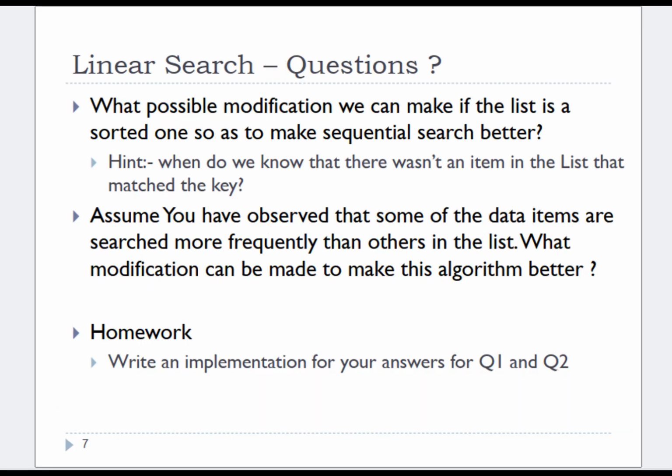Linear search questions. What possible modification can we make if the list is a sorted one, so as to make sequential search better? In other words, when do we know that there wasn't an item in the list that matched the key? Assume you have observed that some of the data items are searched more frequently than others in the list. What modification can be made to make this algorithm better? Homework: write an implementation for your answers for Q1 and Q2.